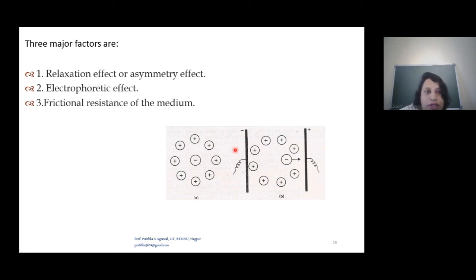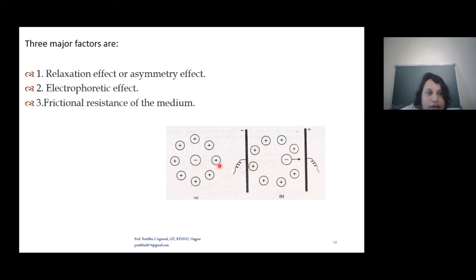These two processes do not take place simultaneously. There is some time lag, which we call the relaxation time, known as the relaxation effect. So the old ionic atmosphere pulls the moving ion backward and the motion is retarded. So it is known as the relaxation or asymmetric effect.